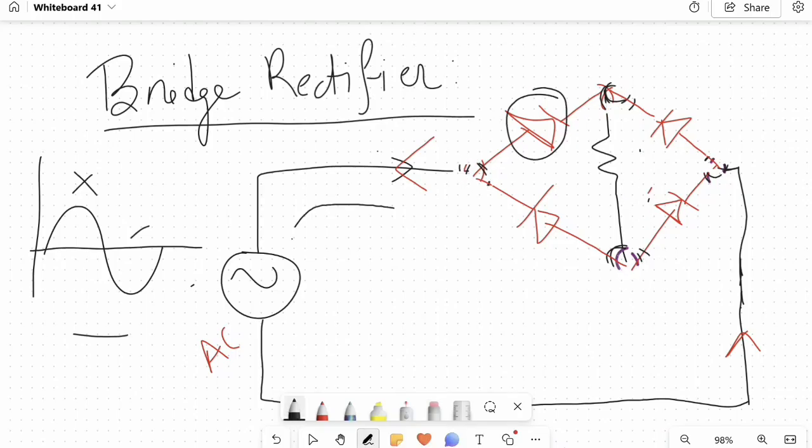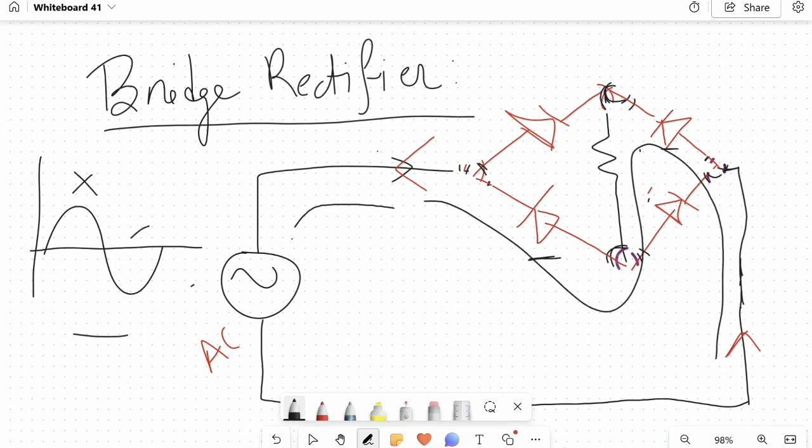So now in the positive half cycle these two diodes are on, so the current can easily flow in this path. Whereas in the negative half cycle these two diodes will be on, so the current will flow in this direction. So regardless of the current direction from our source terminals, our load will experience current from one direction only. This is our rectification.